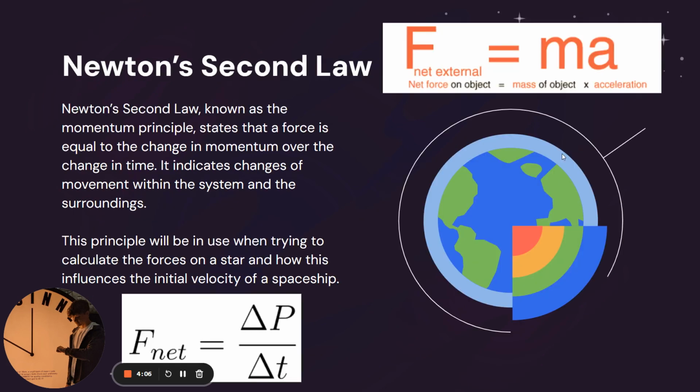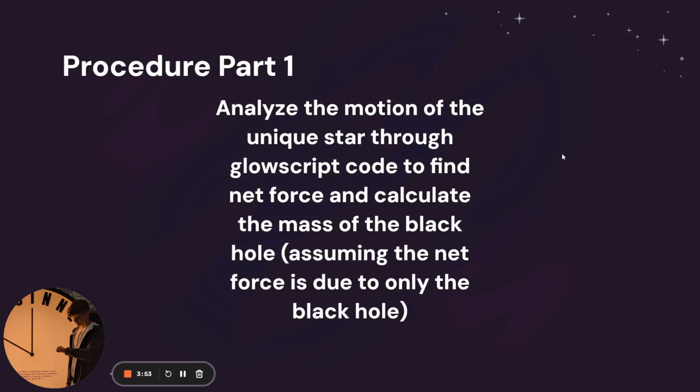Newton's second law, also known as the momentum principle, states that a force is equal to the change of momentum over the change in time. Here are two equations to represent that. This would be used to calculate initial velocity and the mass of the black hole.